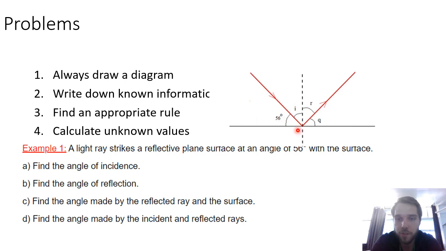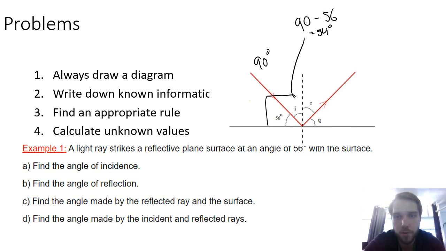We can see that because these two are perpendicular, that's going to be 90 degrees between the two. So let's see if I can write that in. 90 degrees between here to here. So if this is 56, the angle of incidence must just be 90 minus 56, which, if I can do my quick math, should be 34 degrees. So that's what our angle of incidence would be.